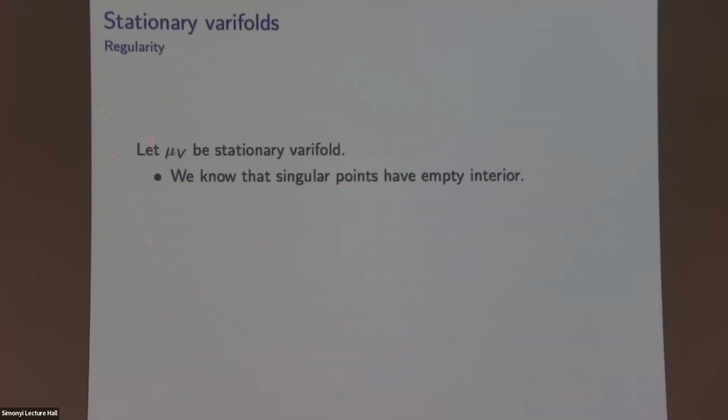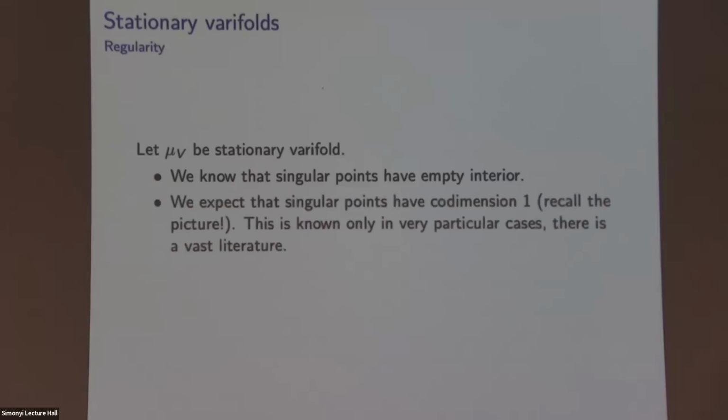And okay, so let me wrap up the previous slide by saying that for stationary varifolds, singular points have empty interior, and this is because regular points are dense. But what people expect is that singular points have codimension 1. So this is something that is way, way stronger. And let me recall the picture of the two planes intersecting transversally. In that case, singular points were aligned and the varifold was two-dimensional. So in that case, this would have been sharp. So we cannot expect better, but still we do expect it.